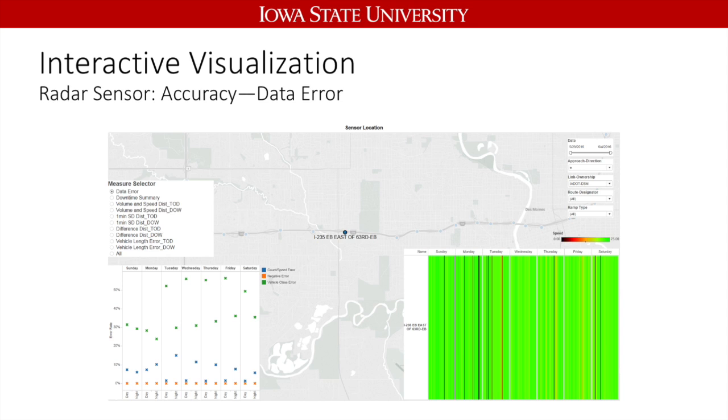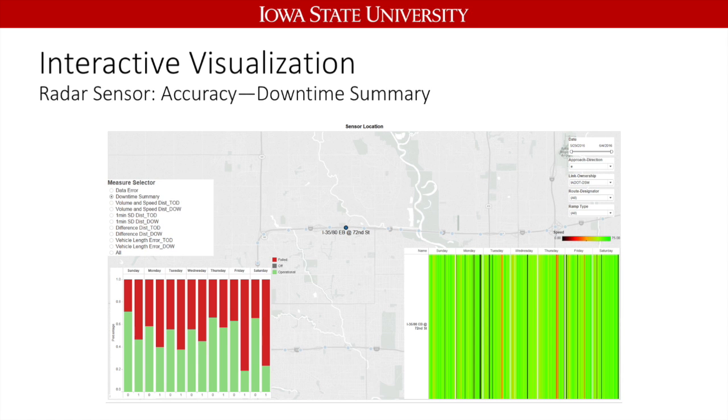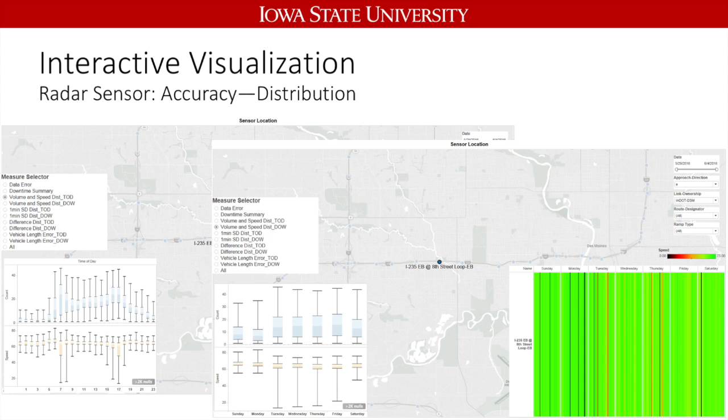First is the raw data error. We click on the measure selector of raw data error, and we can see 3 different types of raw data errors by day and night. We can also select the downtime summary. For this sensor, we can see lots of failures, and most of them happen in nighttime. We can also check the speed and volume distribution by time of day or day of week. There are two dashboards I just labeled. If you see an outlier in your speed data or your volume data, you can identify the problem.